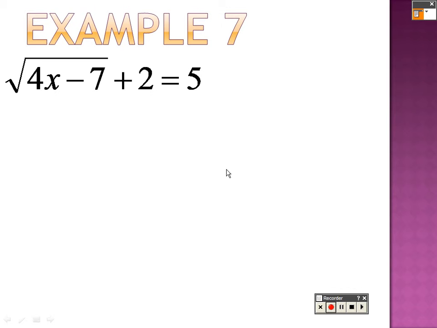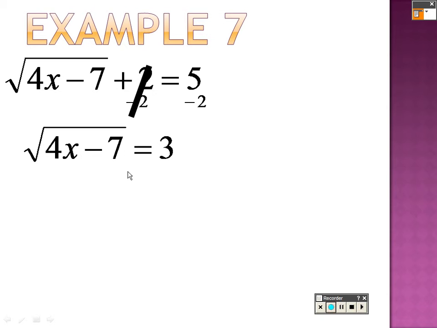So, what I want to do is, whenever you have a root in a problem, any root, cube root, square root, fourth root, doesn't matter what kind of root, whenever you've got a root in a problem, try to get the root all alone on one side first. So, to get this root all by itself, I'm going to subtract this 2 from both sides. So, that gets rid of the 2. And this is what I have left. 5 minus 2 is 3 on this side, and I just have the square root left over on that side.